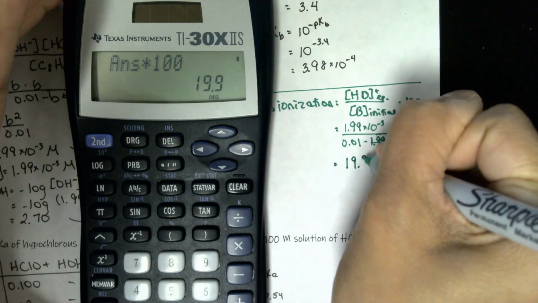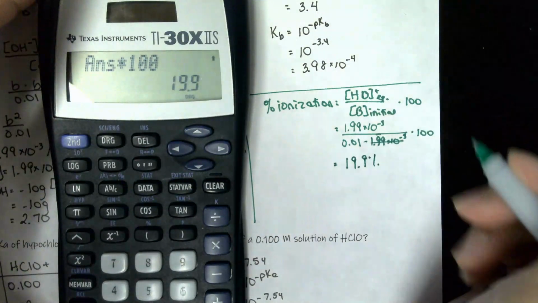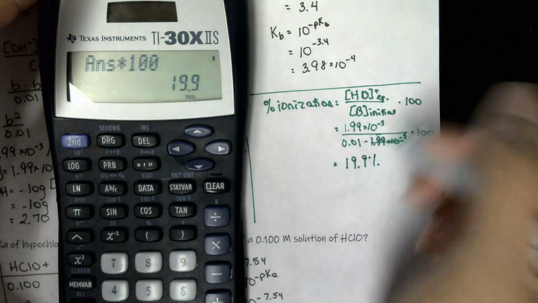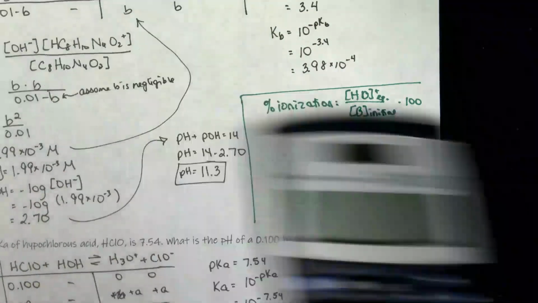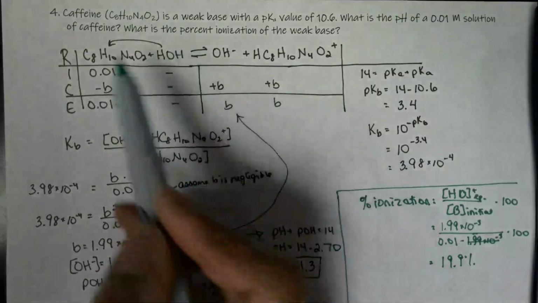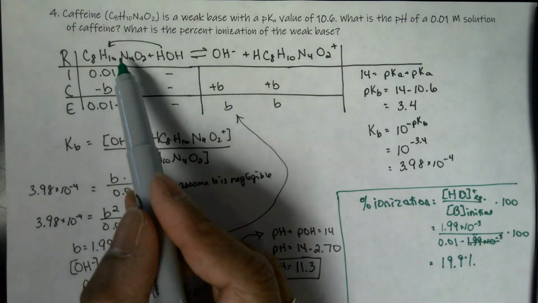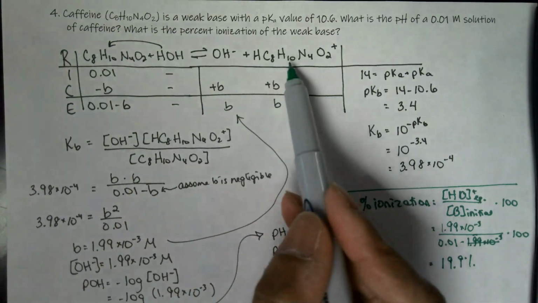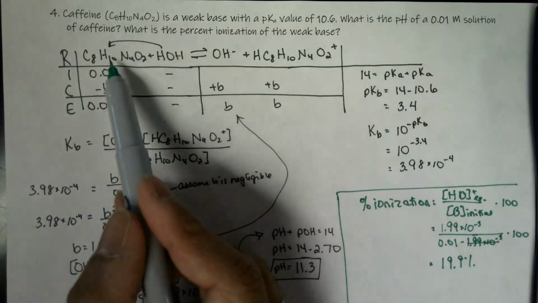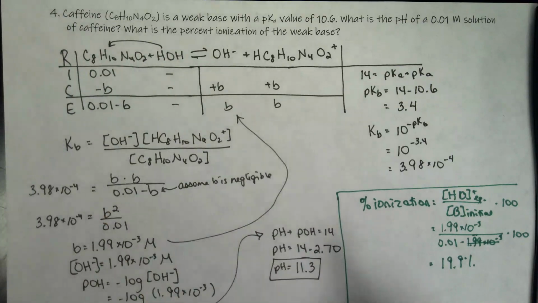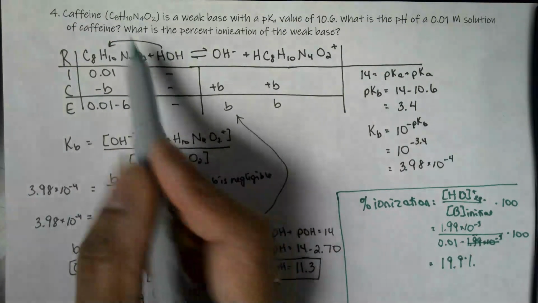So this is 19.9, and this is percent. So it's a percent ionization of 19.9, meaning that the original substance, 19.9 percent of it ionized into this. The rest of it is left as this. So the majority of this substance is still staying like this.